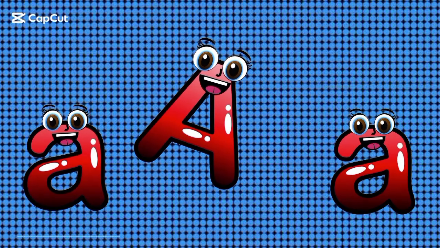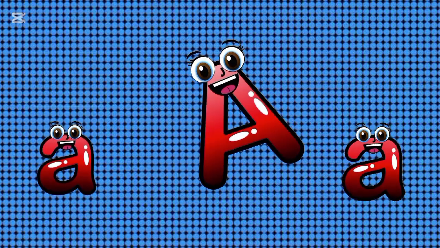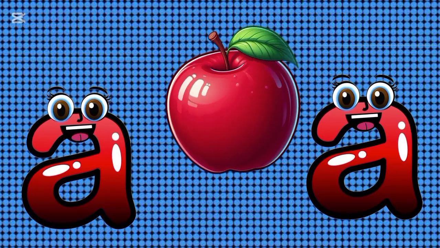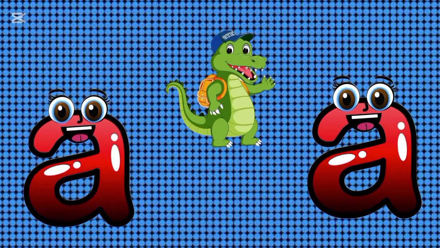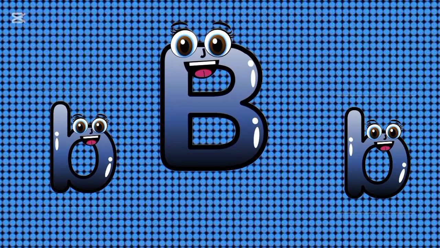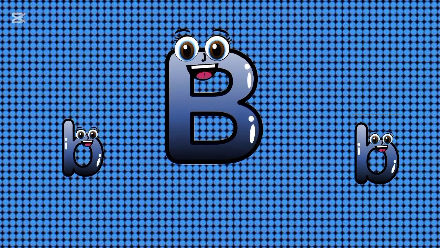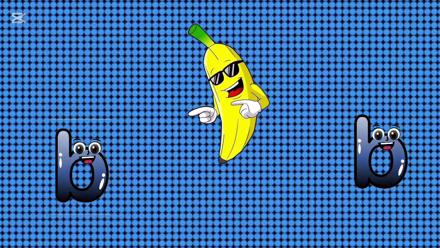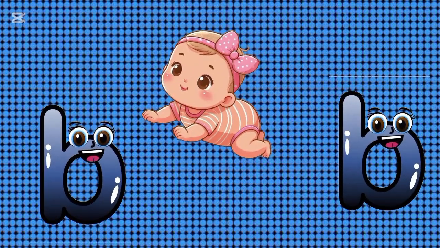Hey! This is the letter A. A is for apple. A is for alligator. B. This is the letter B. B is for banana. B is for baby.